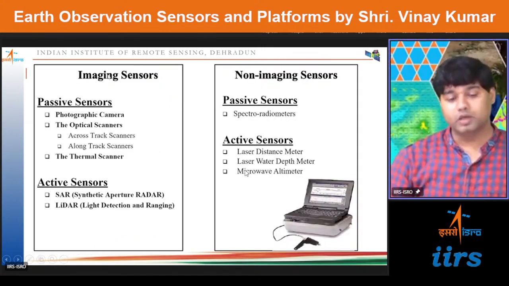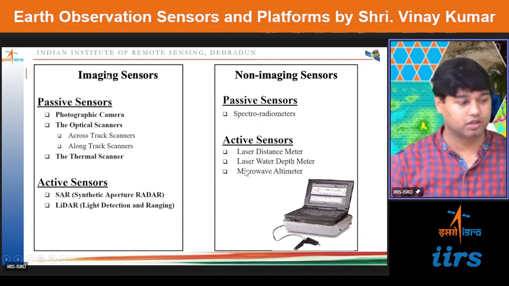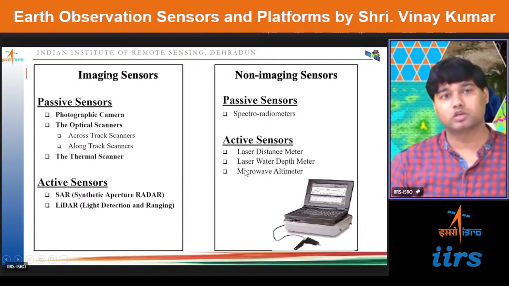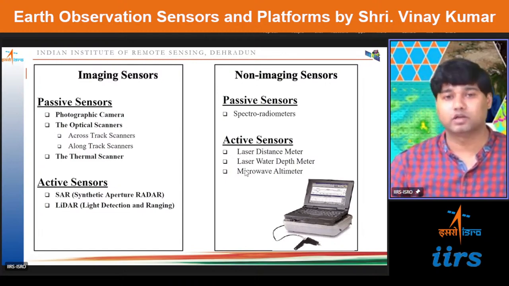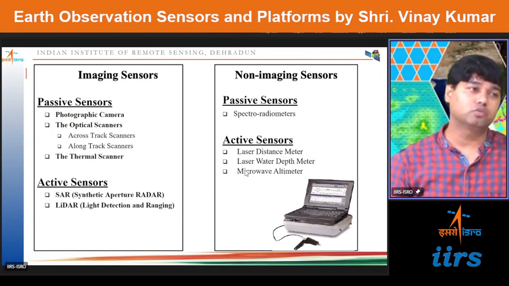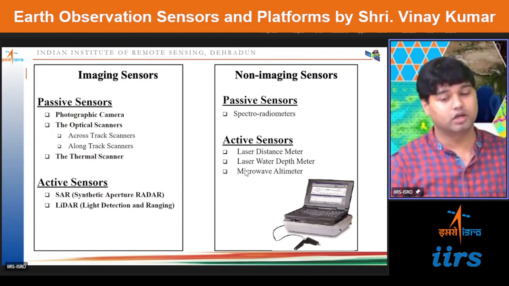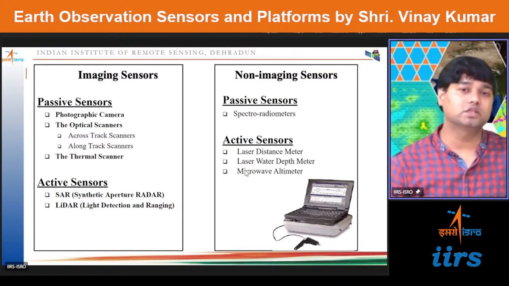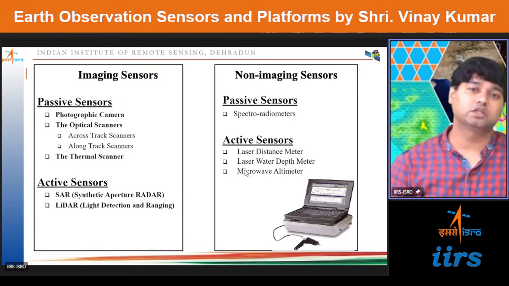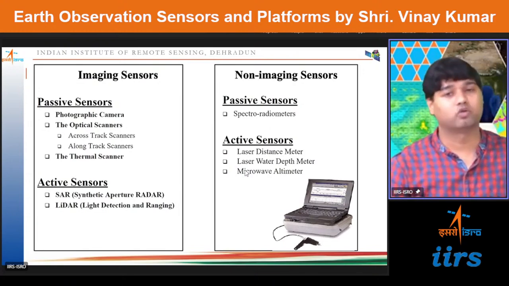Now, on the basis of imaging and non-imaging technology, active and passive sensors are categorized. Imaging sensors are those which give a two-dimensional image. Non-imaging sensors are, you can say, profile devices. One of the instruments, the spectroradiometer, is a device which measures the spectral reflectance curve. And active sensors are the laser distance meter, laser water depth meter, and microwave altimeter.